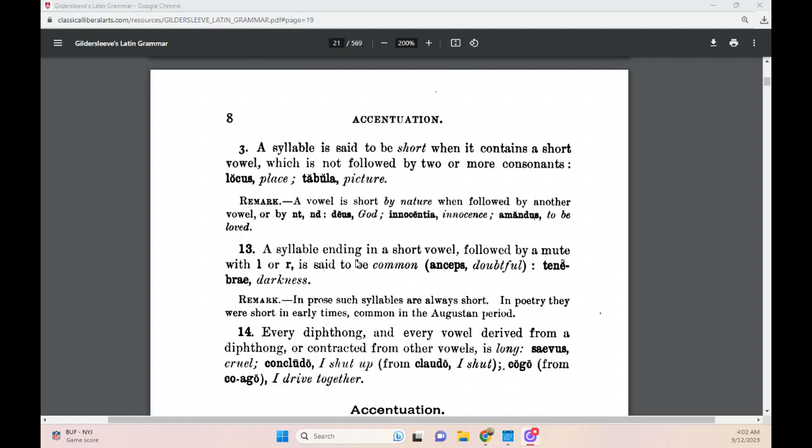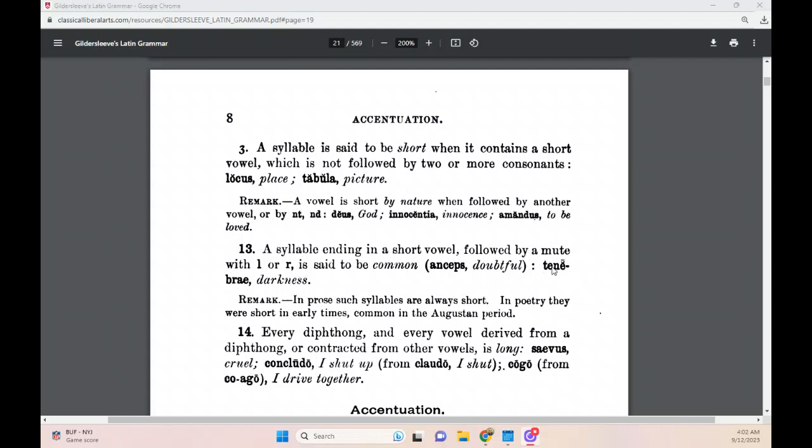A syllable that ends with a short vowel followed by a mute with L or R is said to be common. It can be long or short. And here's an example, and this is what I mentioned before when I said this is an example of a word that I was confused about on my own once and had to look up the rule to figure out why it seemed like the way that I heard people pronouncing it didn't follow the rules. When I studied this word, I assumed based on the rules that it would be pronounced as tenebrae, with the accent on the second syllable.